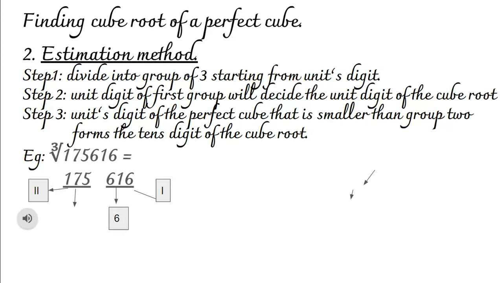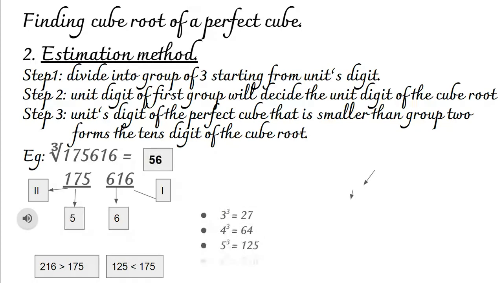Now, next step. The unit digit of the perfect cube that is smaller than group 2 forms the tens digit of the cube root. We have to see the tens digit, isn't it? So now we will focus on group 2. Here, what is group 2? That is 175. Now, we have to find the perfect cube which is less than or equal to 175. So, let us look at the first few perfect cubes. 1 cube is 1, 2 cube is 8, 3 cube is 27, 4 cube is 64, 5 cube is 125 and 6 cube is 216.